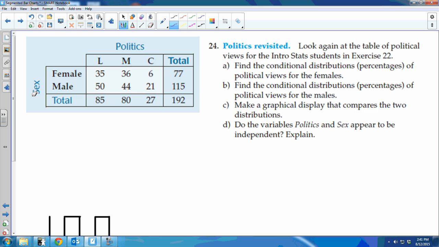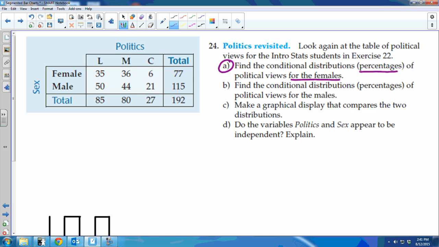Here is an example about politics. It says, look again at the table of political views for the intro stat students in exercise 22. Here's that table. It was a class of 192 people, and they had to put on a survey their gender and their political leaning: liberal, moderate, conservative. In part A, it says, find the conditional distributions, which is just the percentages, of political views for the females.